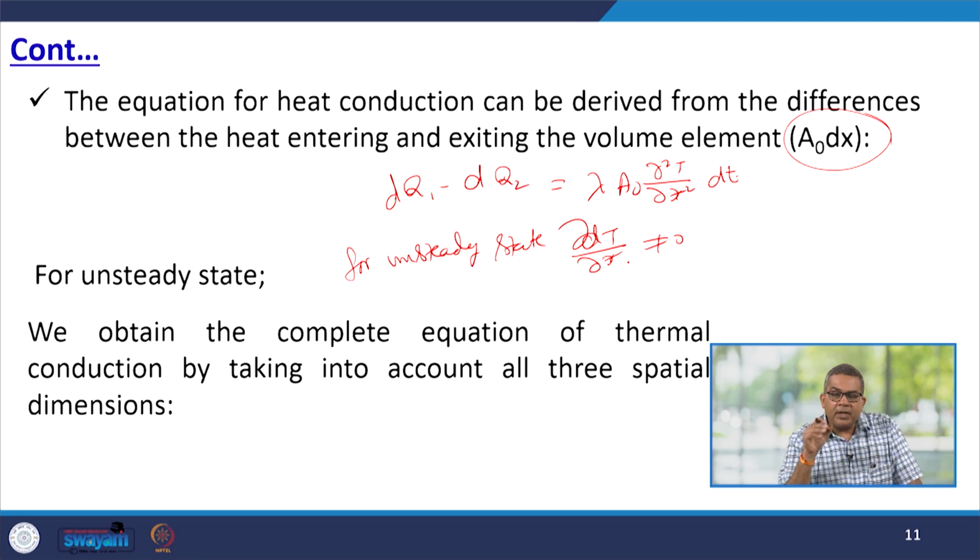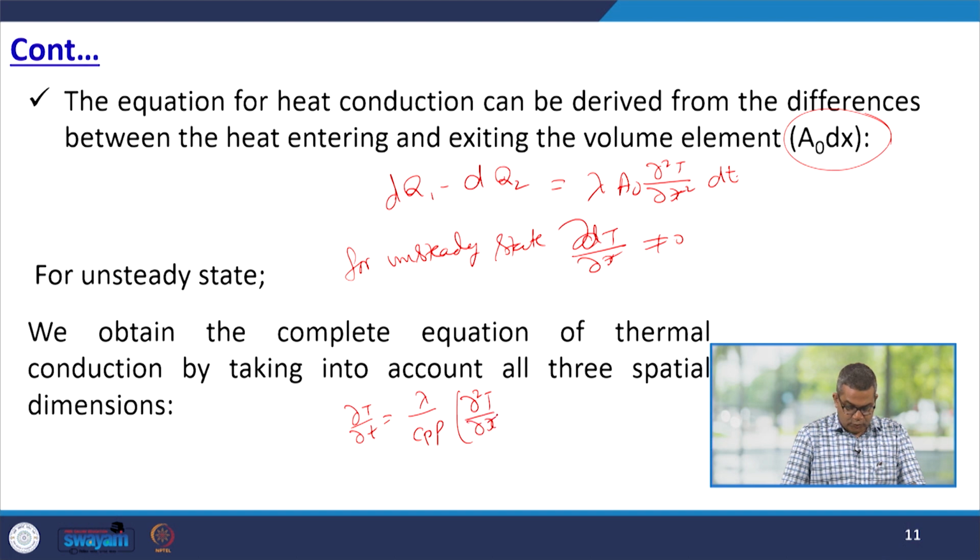So we obtain a complete equation of thermal conduction by taking into account all three spatial dimensions. It can be represented as del T over del t equals lambda over Cp rho times del 2T over del x2 plus del 2T over del y2 plus del 2T over del z2.